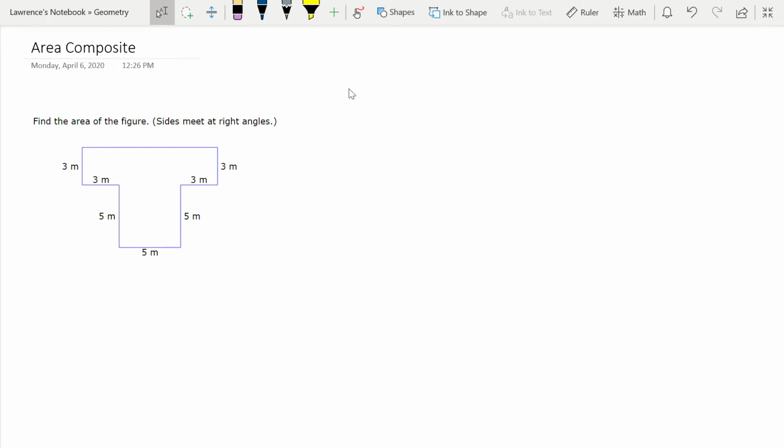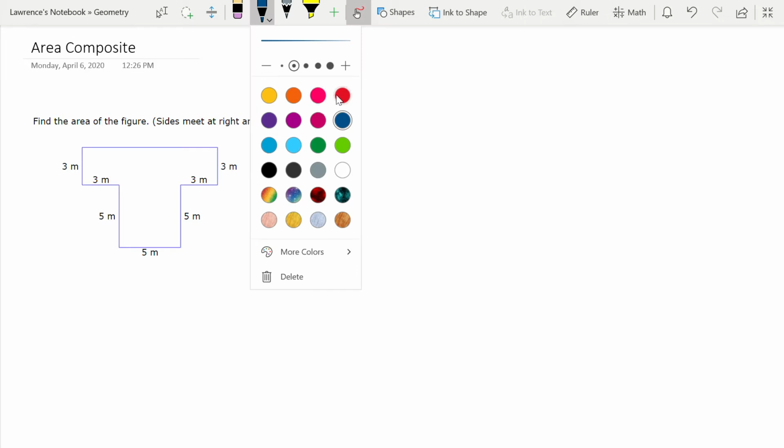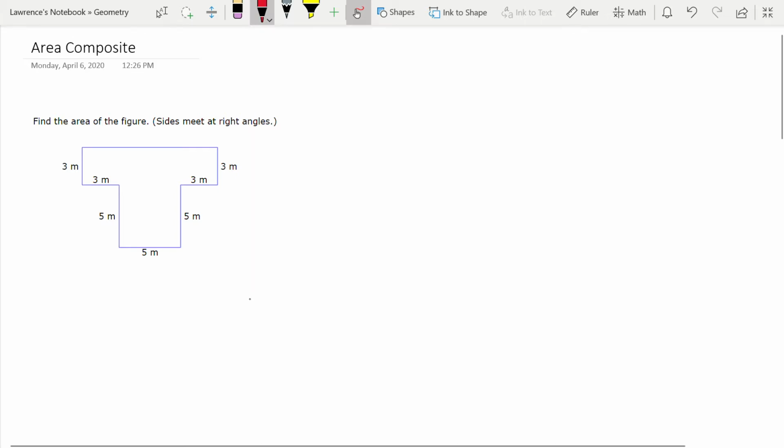Okay, folks, I know there were a few questions about the composite assignment, so I am going to give you an extension on it, and I'm going to go over a few examples to help you out. The idea is pretty straightforward, but there are a few things you need to deal with. Really, what I'm asking you to do is take these shapes, cut them into smaller shapes, and then find each area.